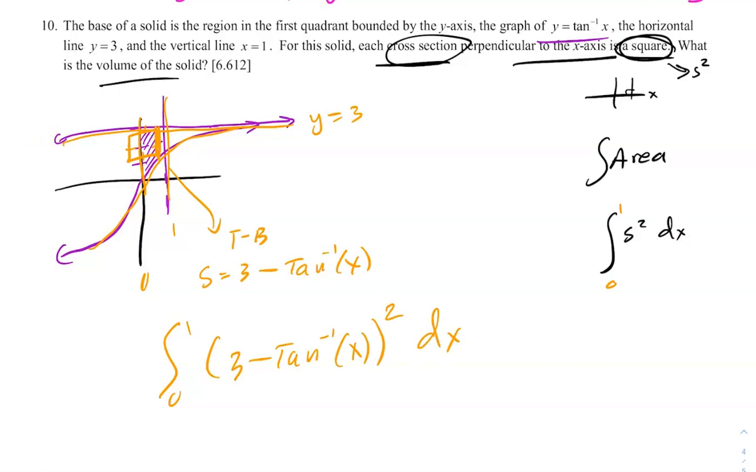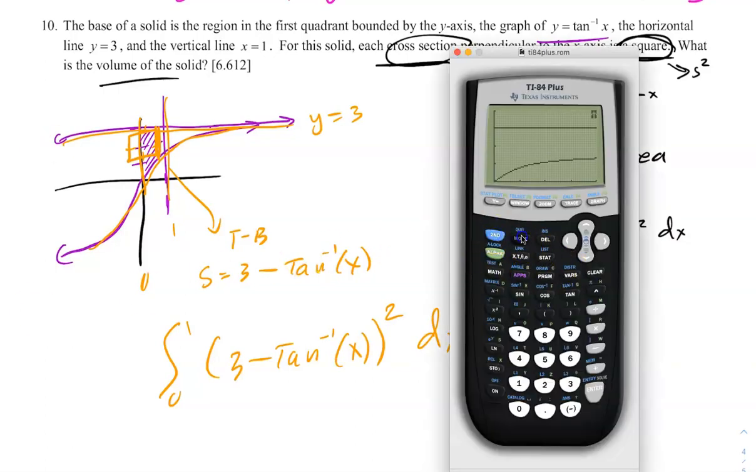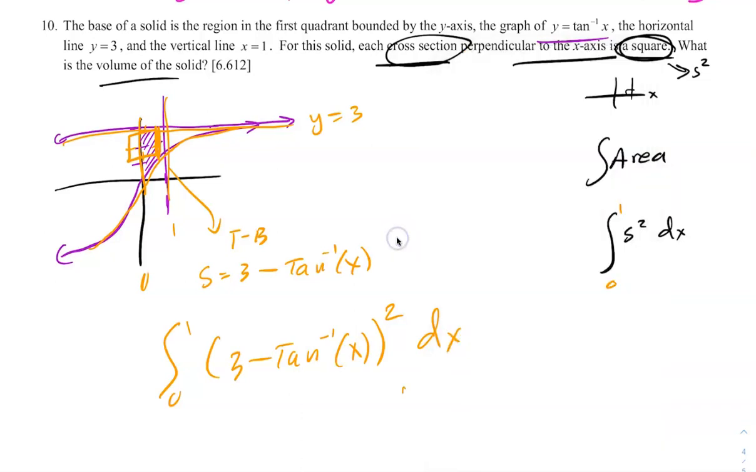Plug that into our calculator and we are done. So I'm going to quit. Math 9, 0 to 1. Now again, notice I'm going to put parentheses so I can type this all in and square it. So 3 minus tan inverse of x. Close it, and close it again. So now I have my little portion right there. Then I can square it. And go over here, press X, and we should get 6.612. And there we go. 6.612. And that's the homework.